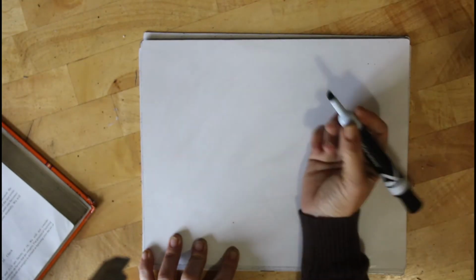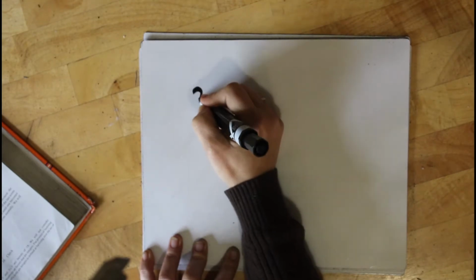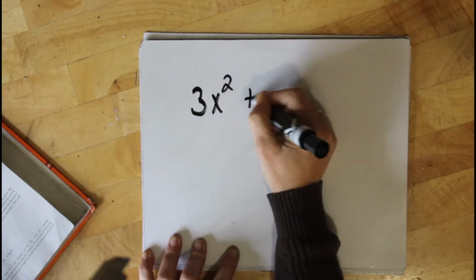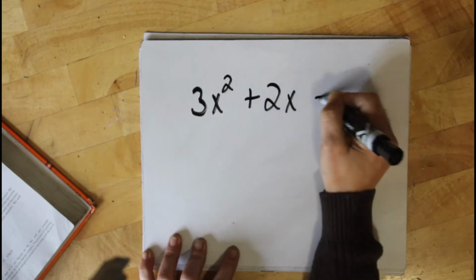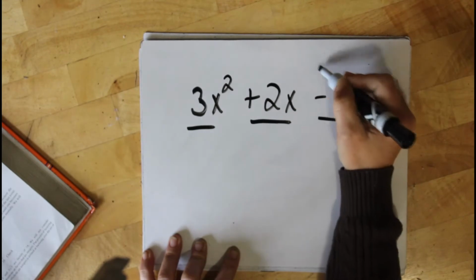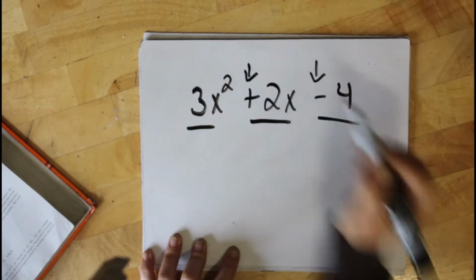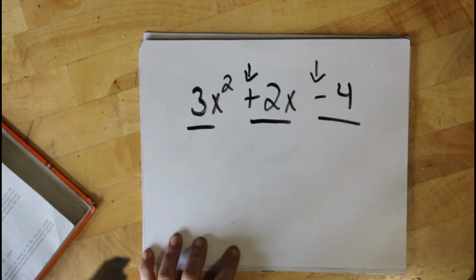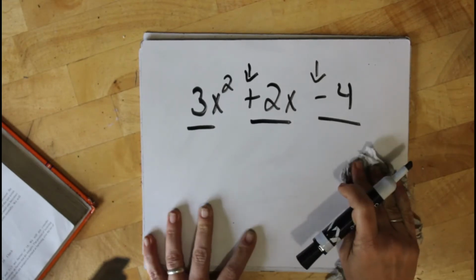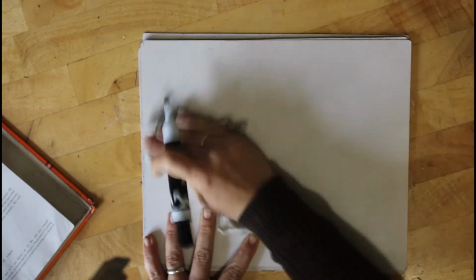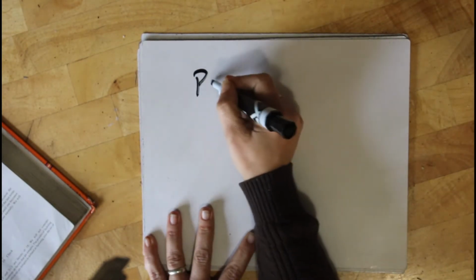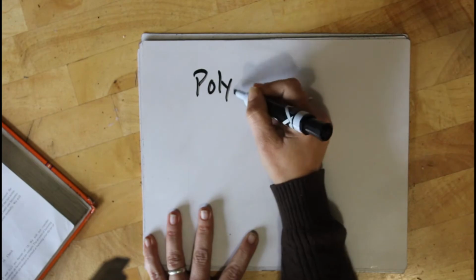A trinomial is going to have 3, so that would be something like 3x squared plus 2x minus 4. Now you'll notice each one of these monomials has to be separated by a plus or minus sign there. So we've got 3 expressions, and that makes it a trinomial. Tri as in like tricycle has 3 wheels. Tri meaning 3. Any one of these can be referred to as a polynomial. Poly just meaning more than one.